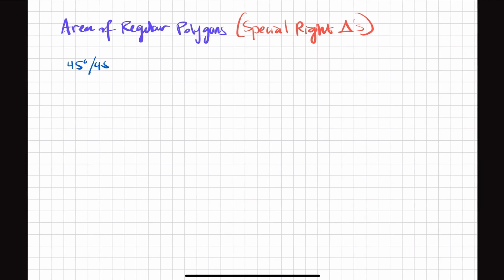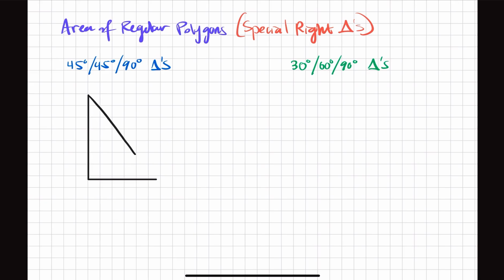45, 45, 90 triangles, and then the other would be 30, 60, 90 triangles. And so let's put out a visual so we kind of refresh ourselves on the ratio for each of those. So I'll go ahead and draw a right triangle to represent our 45, 45.